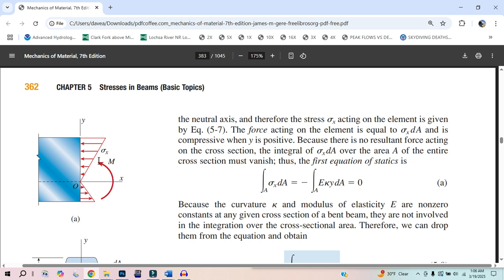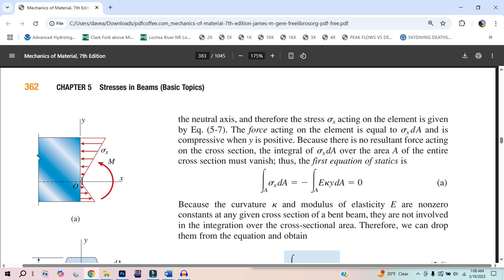I have to say this moment is equal to the sum of these smaller forces at a distance y away. But this smaller force, if this is positive, has to be this direction. So I have to say this moment is equal to the negative of those. You know what I mean? So that's where that comes in.